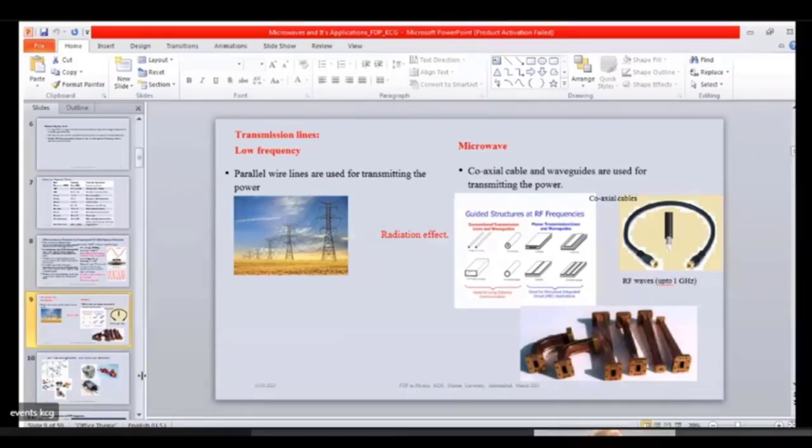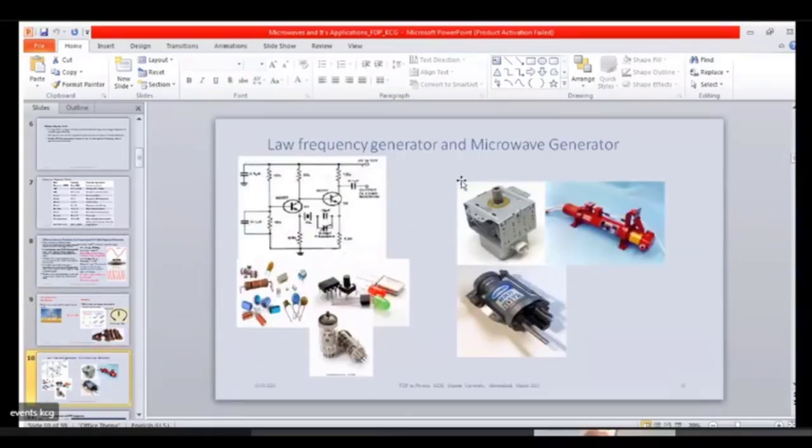Then we come to the generator part. We have talked about the microwaves, what their frequency range is, but now the question may arise: how are the microwaves generated? Microwaves are generated by some devices, special types of devices.